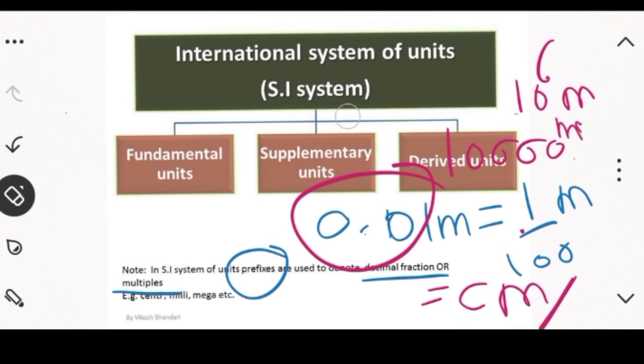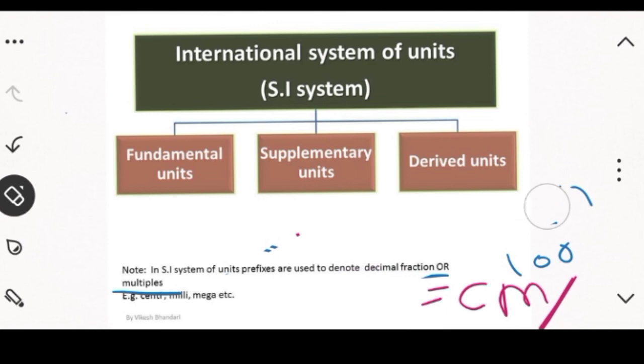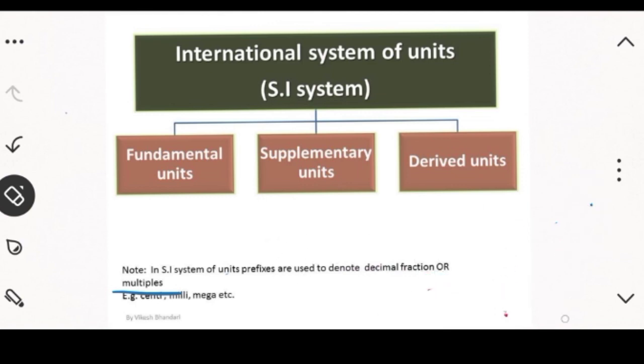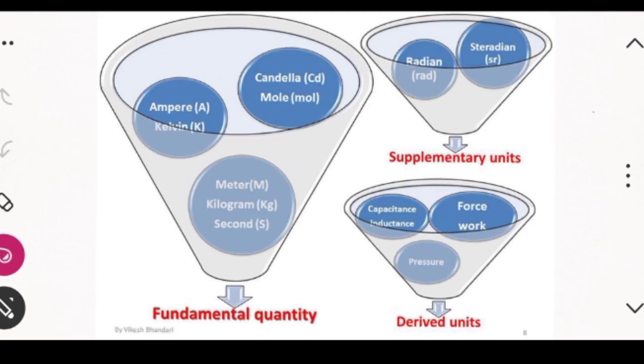Okay, that's why we commonly use the prefixes in the SI system. In the SI system there are 7 fundamental units. For example, meter. Before going to that, what is a fundamental unit? The fundamental units are those which do not depend on other systems of units.